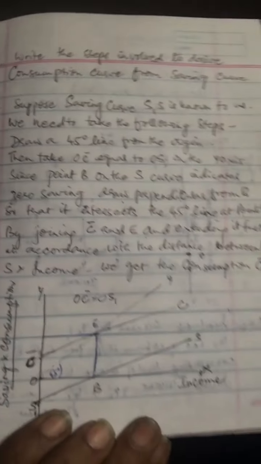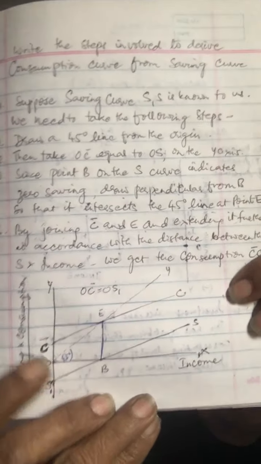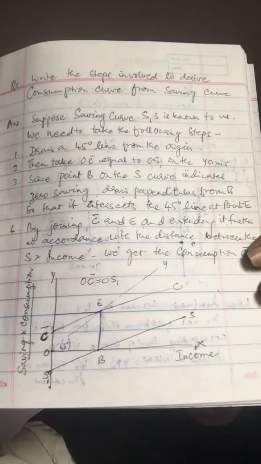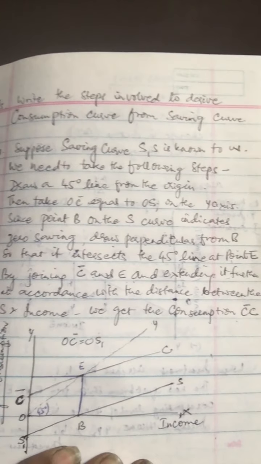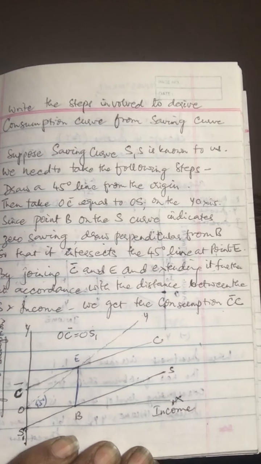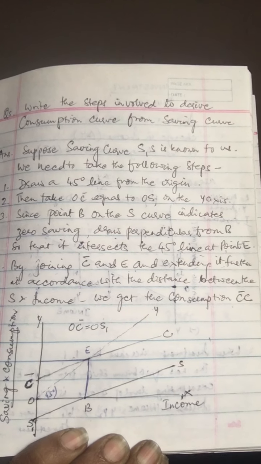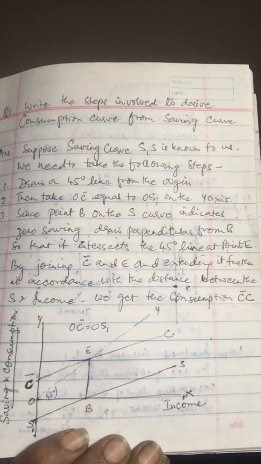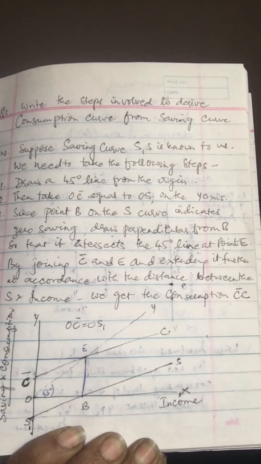So here is what I told you I missed out on. I did not draw the perpendicular from this B point to E point. So that is why I'm doing this. I'm just going to do a recap, or rather quickly go through this. So here we go. We can derive the consumption curve from the saving curve. Suppose saving curve S1S is known to us. To derive the consumption, we are required to take the following steps.